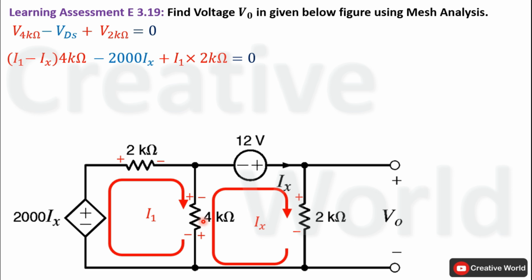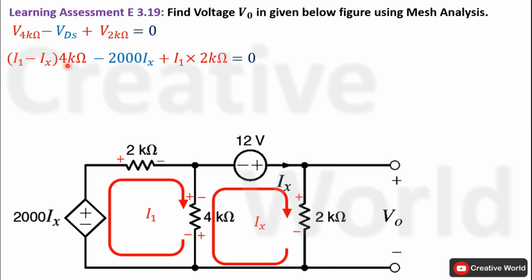So voltage across this 4 kilo ohm resistance will be equal to the difference of these two currents multiplied by the value of resistance, 4 kilo ohm. Next, current entering terminal is negative. That's why we have taken this voltage, which depends upon the value of Ix, with negative sign, minus 2000 times Ix. Next, voltage across this 2 kilo ohm resistance will be equal to the product of I1 and 2 kilo ohm.